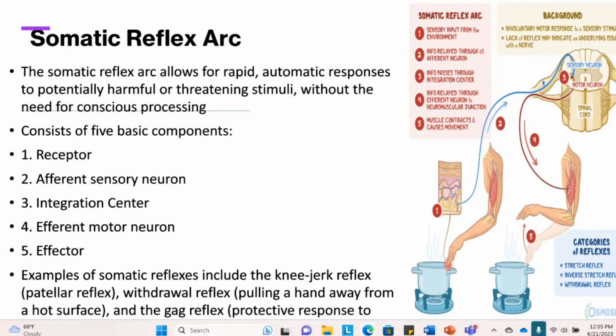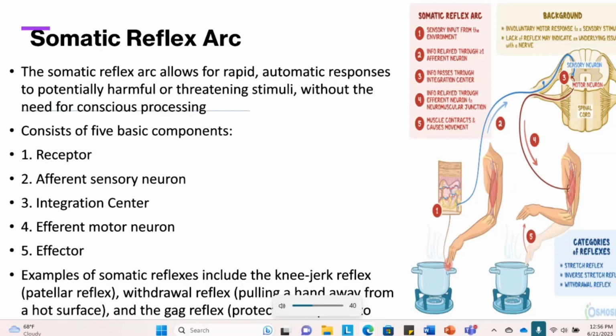So here we have the somatic reflex arc. So the somatic reflex arc allows for rapid autonomic response. So you don't have to be conscious of it, and it's for potential harmful or threatening stimuli without need for conscious processing. So it consists of five basic components: the receptor, afferent sensory neurons, integration center, efferent motor neurons, and effectors.